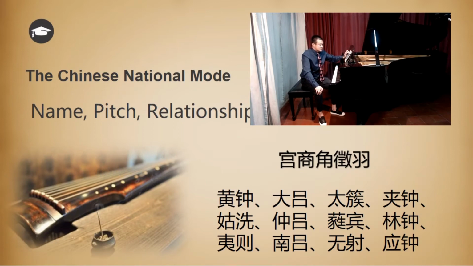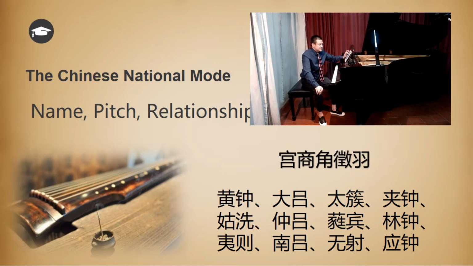The Chinese national mode refers to the pentatonic scale composed of the five tones of Gong, Shang, Jue, Zhi, and Yu, and the six tones and seven tones based on the pentatonic. Gong, Shang, Jue, Zhi, and Yu only have a fixed interval relationship among the sound levels, but not a fixed pitch. They can move up the pitch with absolute pitch like solfa syllables.